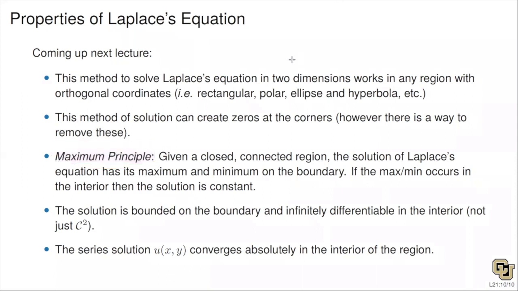Also, there's another part of this that says if you pick any point inside the domain, that point will be the average value of all the values in a circle around it. And again, don't worry about it. We'll talk about that here shortly. These are all topics coming up.